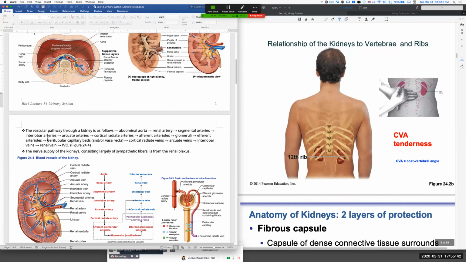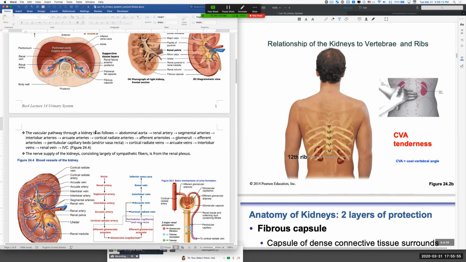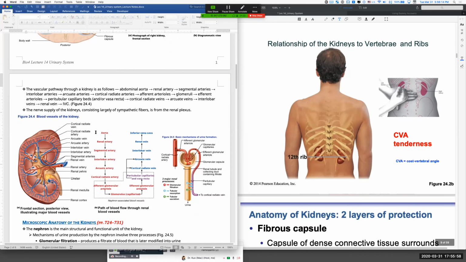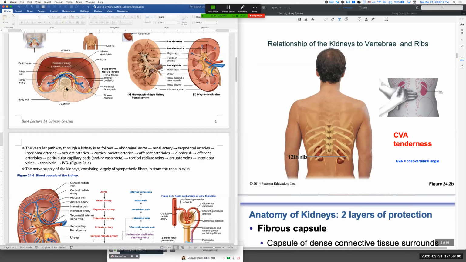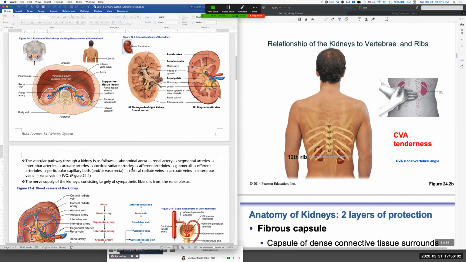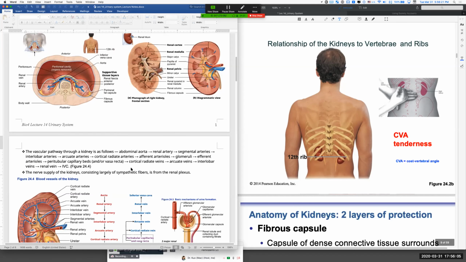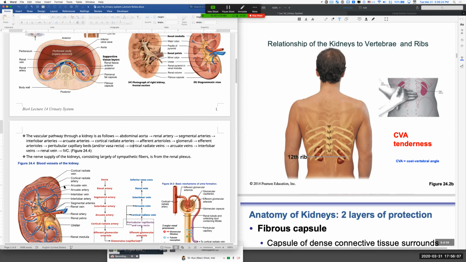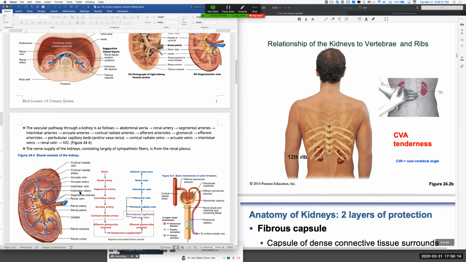This is something that you do have to unfortunately memorize, which is the order or the sequence of blood flow through these structures involving the kidney. So it begins in the aorta, abdominal aorta, which then branches to the right and left renal arteries. Each of the renal arteries, the right renal artery and also the left renal artery, further branch into segmental arteries.